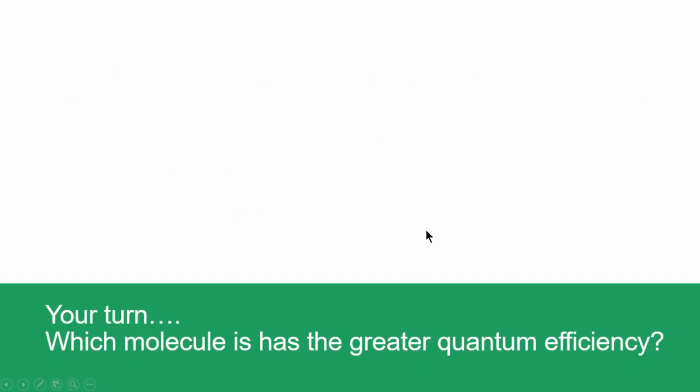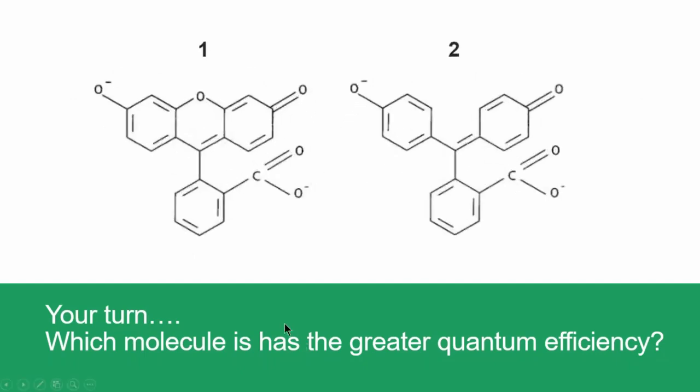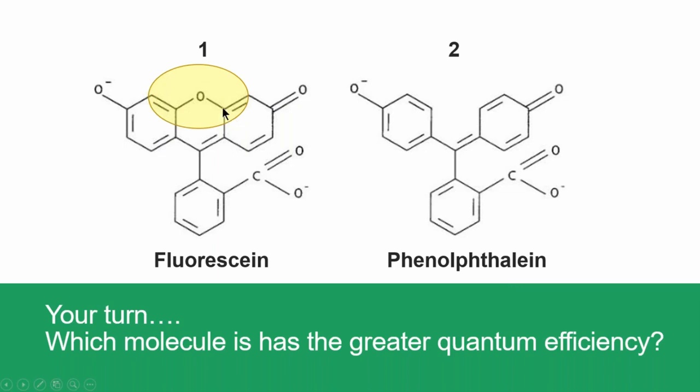So your turn again, all right, you ready? And these two molecules, my analytical chemists will recognize these pretty quickly. What do you think? Which one has the greater quantum efficiency? Which really is just the greater fluorescence, right? Better ability to fluoresce. Well, again, I hope your eyes zeroed in on this area here where the oxygen bridge is going to lock this group of rings into place. And the name's a giveaway, right?